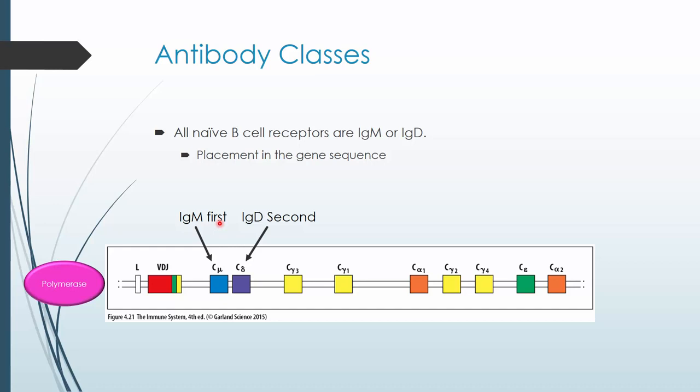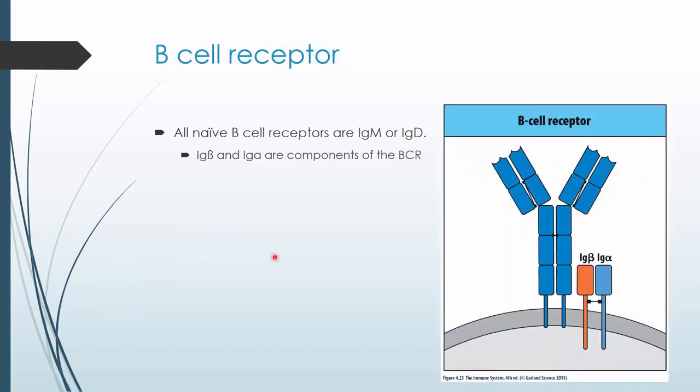So the reason that a naive B cell makes IgM and IgD is because those are located first on the genome. And so that's the first thing that's going to be produced, all right? The polymerase won't ever make it out to here because it hits a constant region first. So that's why we have IgM and IgD expressed on naive B cells. A B cell receptor, as I mentioned earlier, is a surface-bound antibody. And it's essentially just combined with Ig beta and Ig alpha because these stabilize that surface-bound antibody. Without these, that antibody wouldn't be stable on the cell surface.